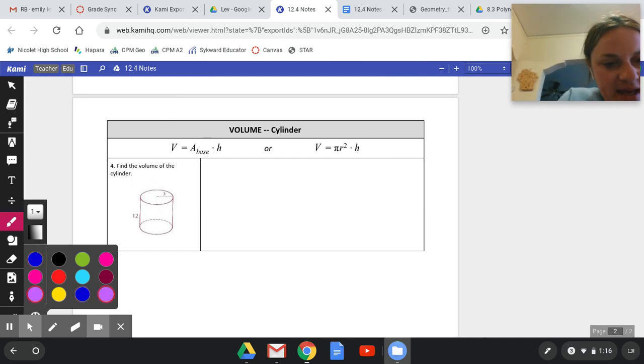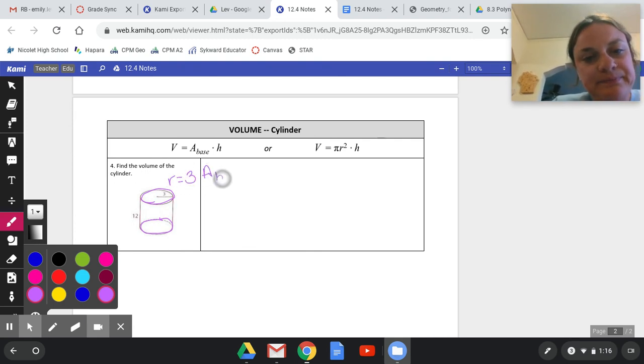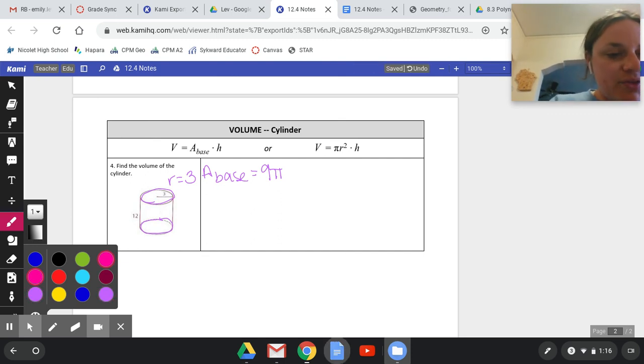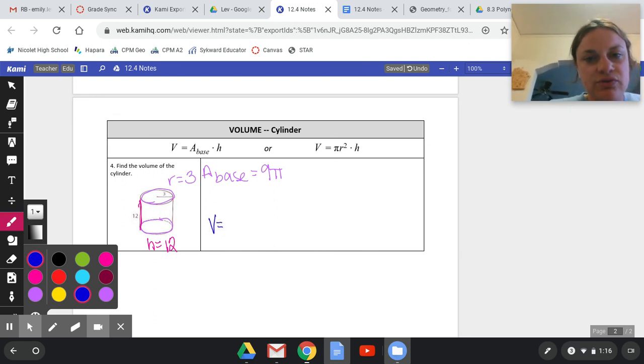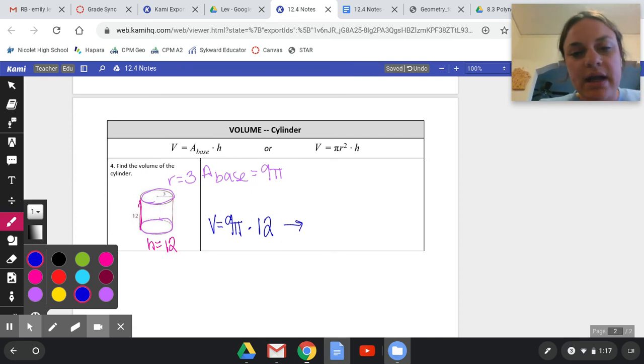So here's my base. It's this circle. Got 2 of them. The radius of my base is equal to 3. So the area of the base is equal to pi r squared, so 9 pi. Just going to leave it like that for now. The height of my 3D object is this distance here, this 12 in between them, so height is equal to 12. So then to find the volume, I am going to say volume is equal to area of base, 9 pi, times the height of my 3D object, which is 12, which gives me 9 times 12 is 108 pi.